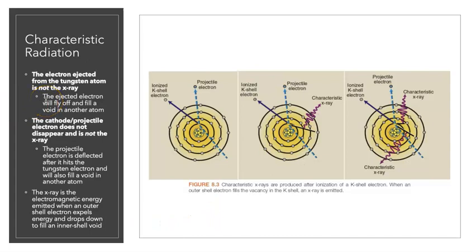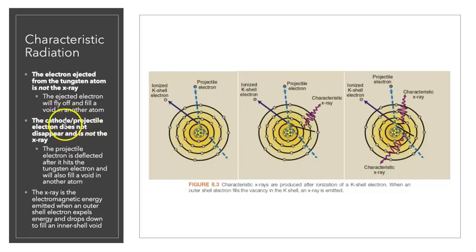So further on characteristic radiation, again, the electron ejected from the tungsten atom is not the X-ray. It's just going to fly off and fill a void in another atom. It's going to help regain stability to all the other tungsten atoms, which are all trying to, again, become regular tungsten atoms again and have their preferred number of electrons.